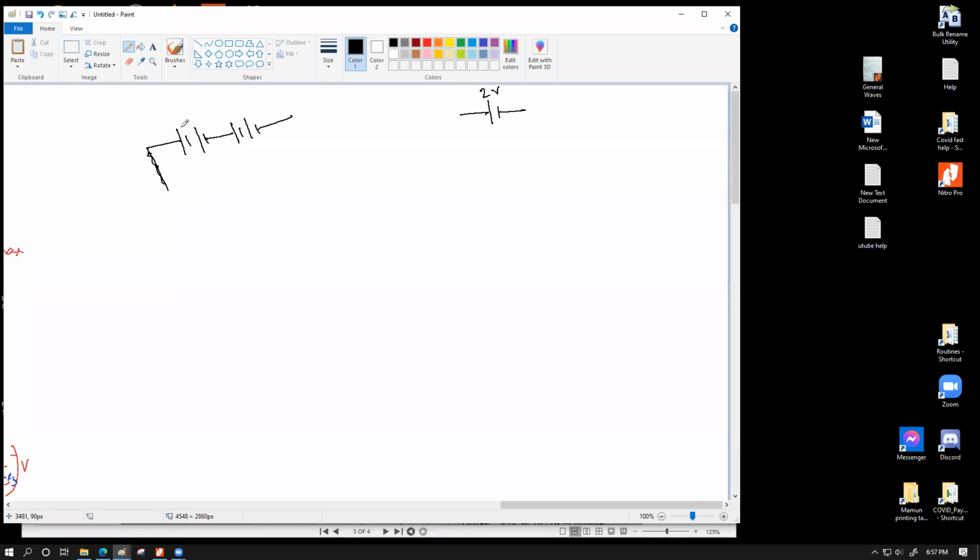Count. How many cells are here? 1, 2, 3, 4. So what should be the EMF of this combination? 8 volt. Now pay very close attention and see what I'm doing. I'm going to draw 8 cells once again, but in a slightly different manner. What should be the EMF of this combination?